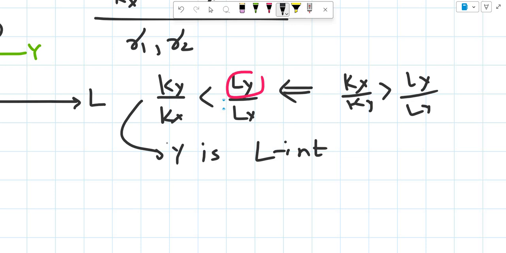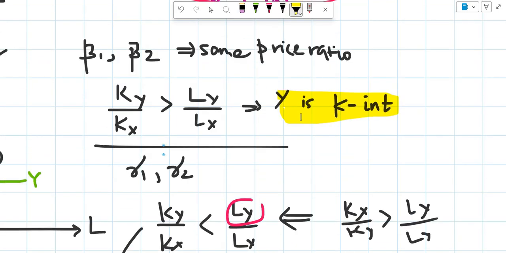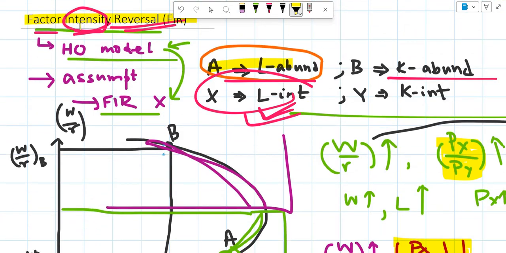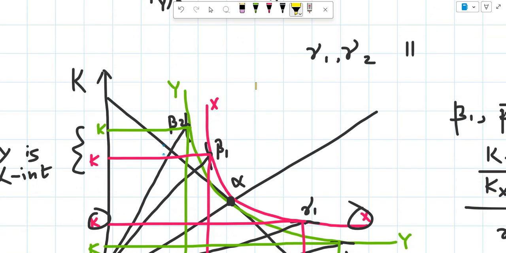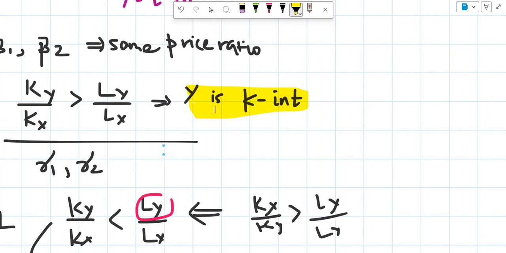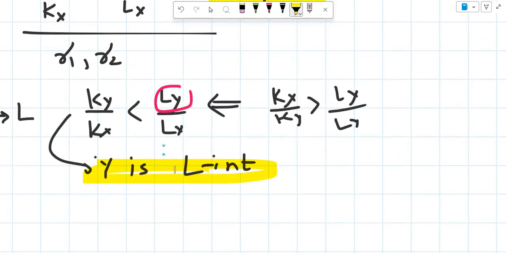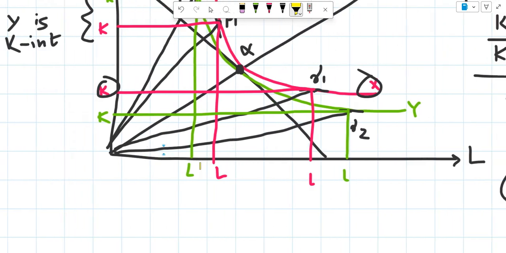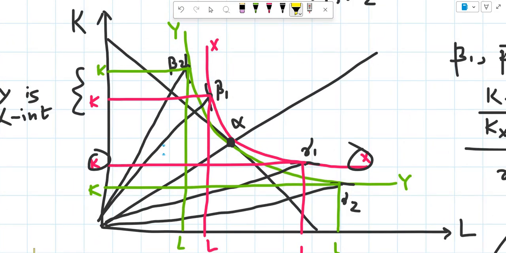So you see, here we get Y is labor intensive, but above we got Y is capital intensive. Again, the same concept: factor intensity reversal. In one part of the diagram, we see the good is intensive in one factor. In some other part of the diagram, we see the same good Y is intensive in some other factor. This is again one way of representing the factor intensity reversal.